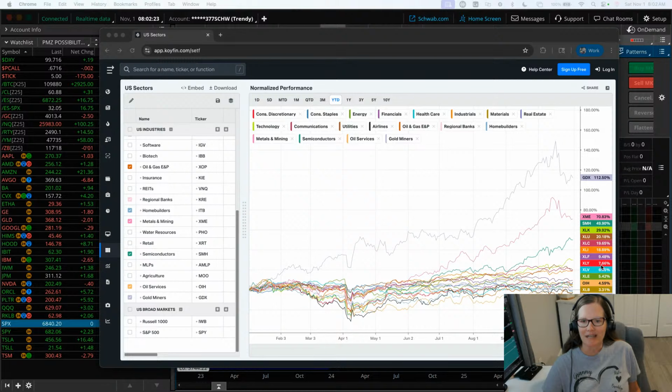So you can see the sectors over this year, from January 1 to November 1. Here is where the strength has been in the market. Then these here in the middle, they're just kind of hanging out. And at the bottom here, this is showing the sectors that are weak in the market.